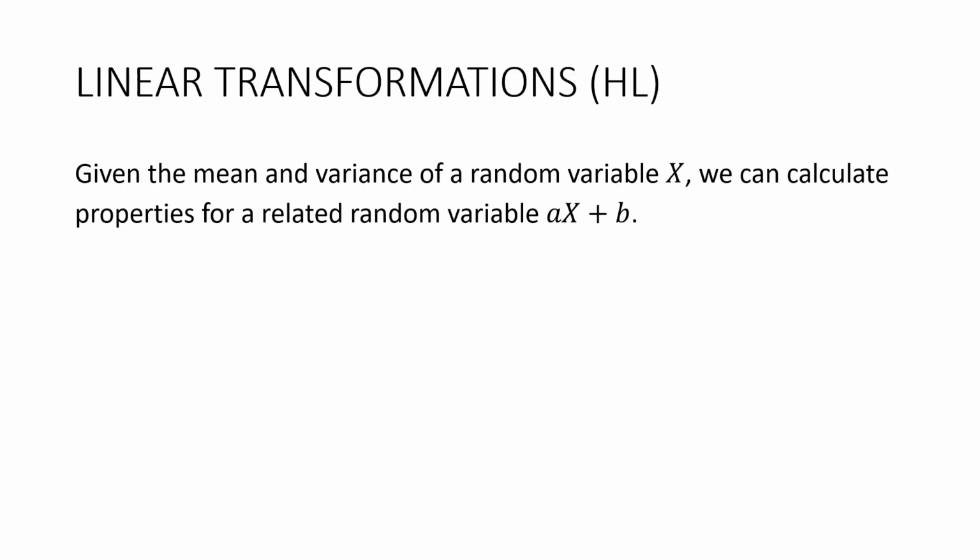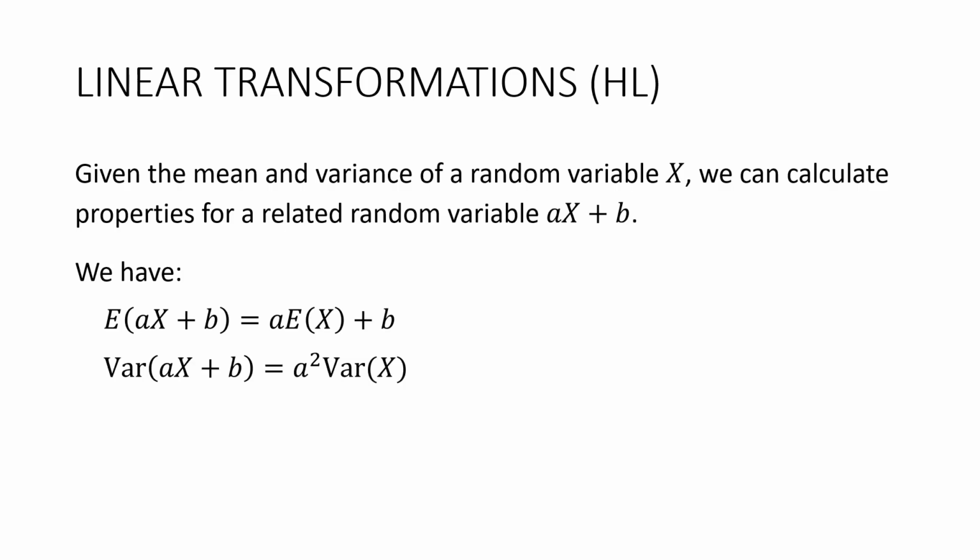Now the remaining part of this video is for high-level students, and we're going to be talking about linear transformations. Given the mean and variance of a random variable x, we can calculate properties for a related random variable ax plus b, and we have the following formulas. The expected value of ax plus b is equal to a times the expected value of x plus b. The variance of ax plus b is equal to a squared times the variance of x, and the standard deviation of ax plus b is equal to the absolute value of a times the standard deviation of x.